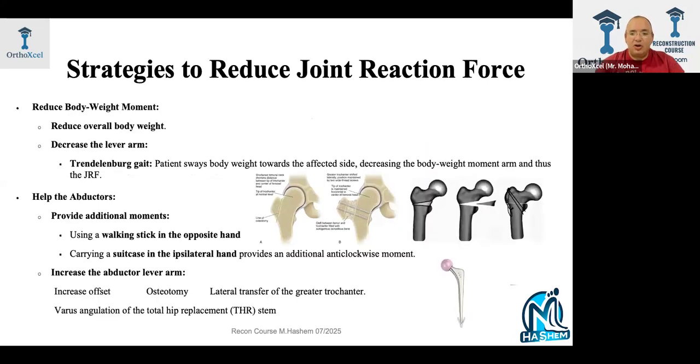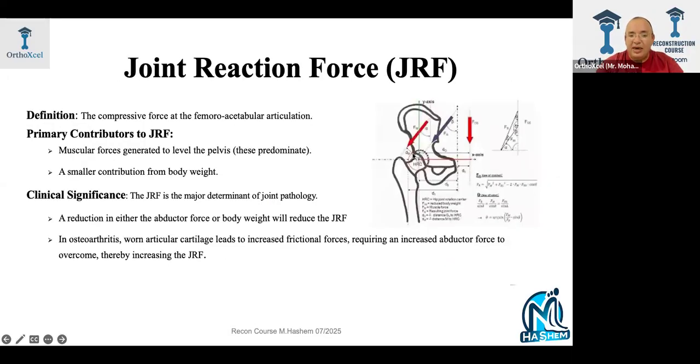Surgically, how can we reduce the joint reaction force? So the first option we have, firstly, is we can increase the offset. So increasing the offset will do what? It will increase this lever arm. And with increasing this lever arm, this will reduce the stresses over the abductor. So the resultant force will be less, so the resultant joint reaction force will be less.